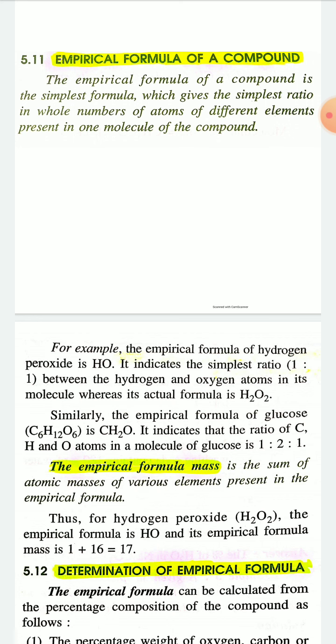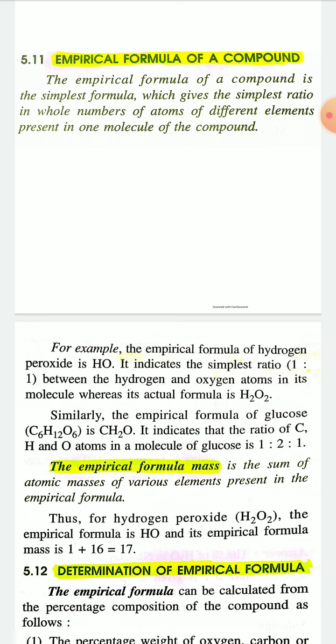For example, the empirical formula of hydrogen peroxide is HO, but the actual formula of the hydrogen peroxide molecule is H2O2. So in H2O2, the ratio of hydrogen atoms to oxygen atoms is 2 is to 2. So the simplest ratio is 1 is to 1. According to the simplest ratio, you can see 1 hydrogen atom and 1 oxygen atom are present.